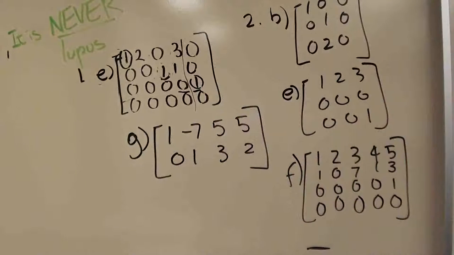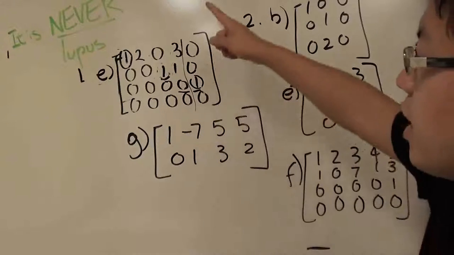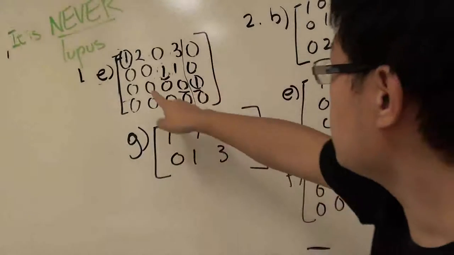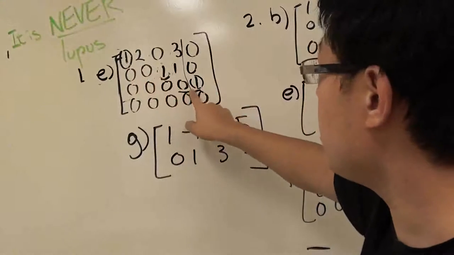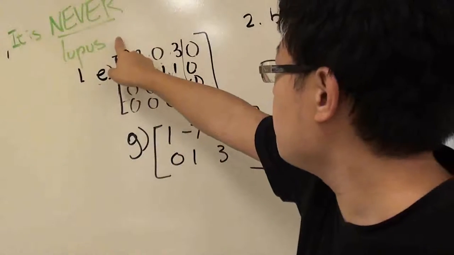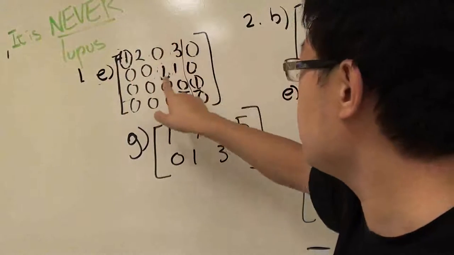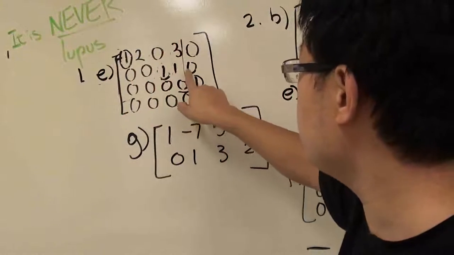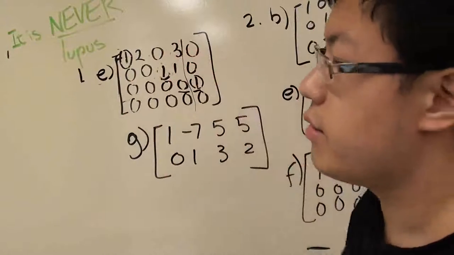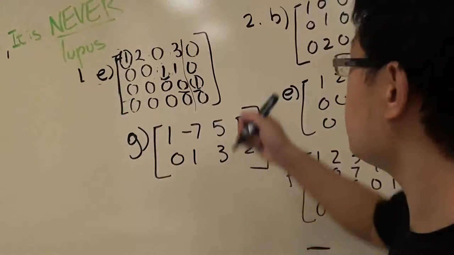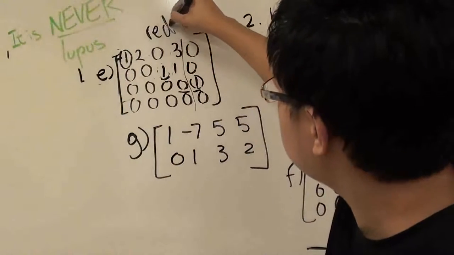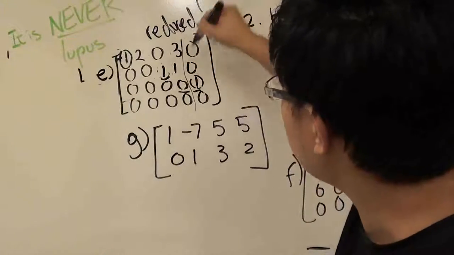For reduced form, the only two other requirements are that the leading entry has to be one, and all leading entries have zeros on the top. Which also works. All leading coefficients are one. On top, nothing, so it's okay. Here, on top, zero. Great. Here, leading coefficient one, zero, zero. So good, this is reduced. It says so in the solution too.